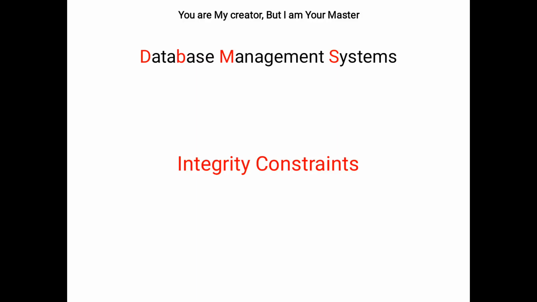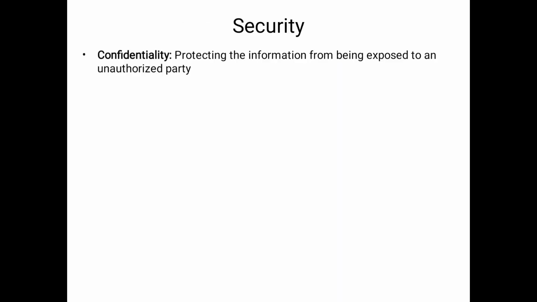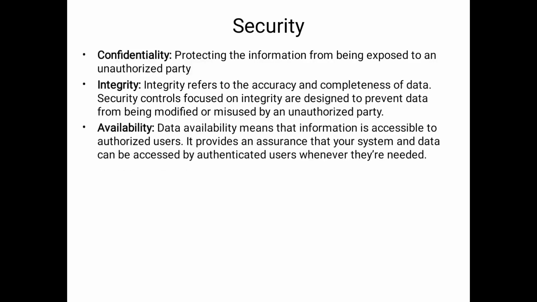Integrity constraints ensure that when authorized users modify the database, they do not disturb the data consistency. So we have to provide security. To provide security, we have three aspects: first is confidentiality, second is integrity, and then availability.